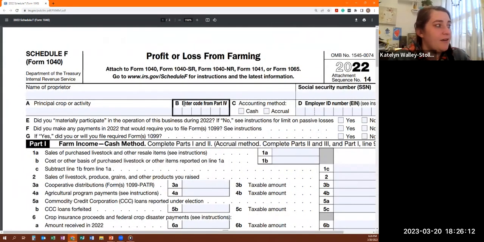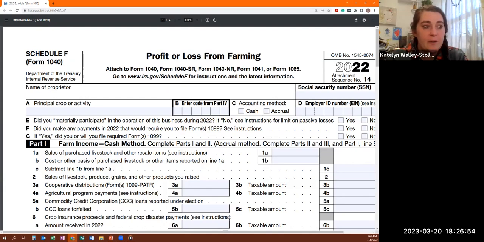So this is a copy of a Schedule F. This is exactly what you would file on your taxes. A Schedule F is called profit or loss from farming, and it's attached to your 1040, or whatever form you're filing based on the business structure of your farm business. If you're operating as a sole proprietorship, there will be the name of the proprietor, which will just be you. If it's you and your partner who are married, filing jointly, usually still just one person's name goes on this form. Instead of having an employer ID number, you can usually just use a social security number.